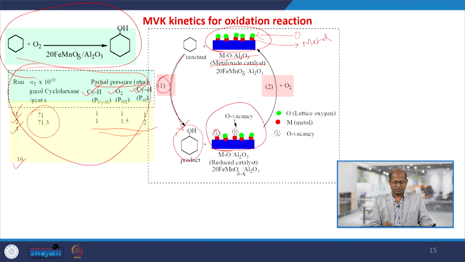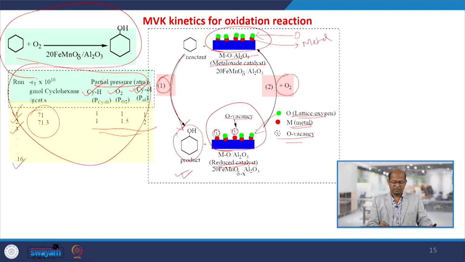So, here you can see this is the oxygen vacancy. When the reaction is completed, that is one reaction completed, we get the product and the reduced catalyst. The catalyst partially gets reduced when the reaction takes place. Then this green is the lattice oxygen or oxygen atoms, this is the metal, and this is the oxygen vacancy.